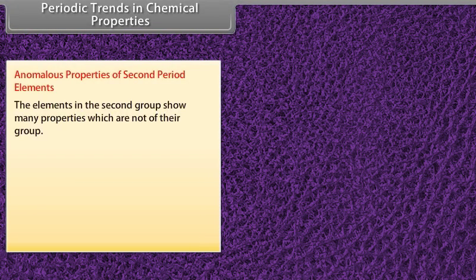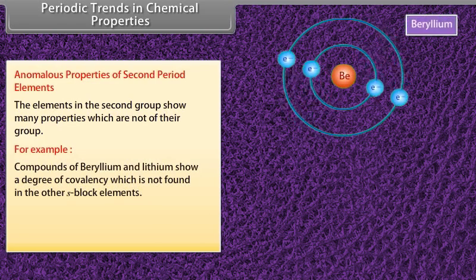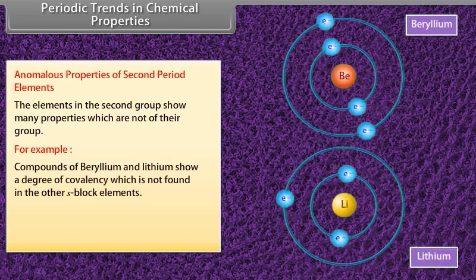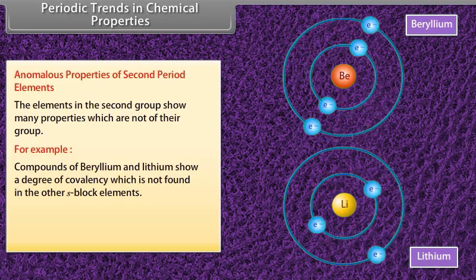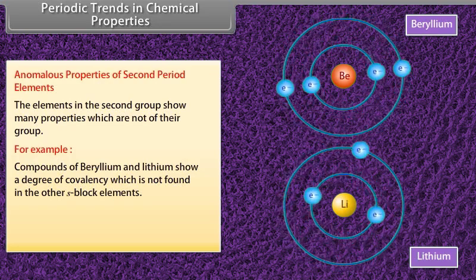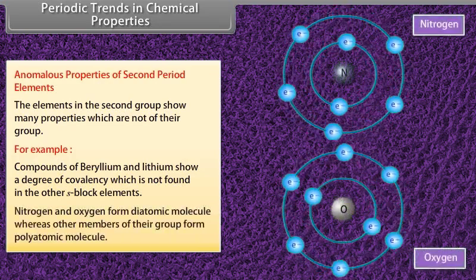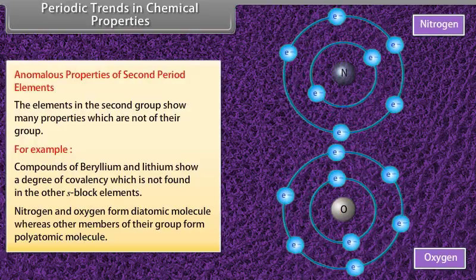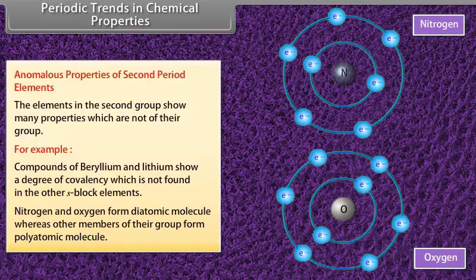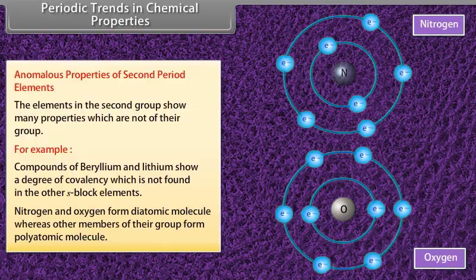Anomalous properties of second period elements. The elements in the second period show many properties which are not shown by the rest of their group. For example, compounds of beryllium and lithium show a degree of covalency which is not found in the other s-block elements. Nitrogen and oxygen form diatomic molecules, whereas other members of their group form polyatomic molecules.